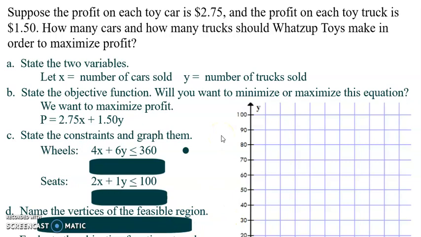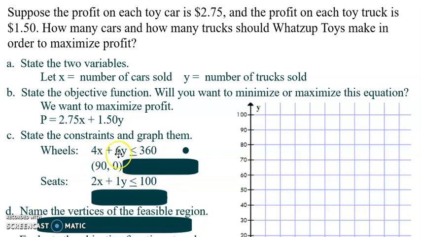I think it's just going to be easier, at least for me, to graph my x and y intercepts and then connect those 2 points for my line. So for my x-intercept, my y value is 0, so I just basically cover up the y term. And now I solve as if it was an equation for x: 4x equals 360. So divide both sides by 4, and we get 90.